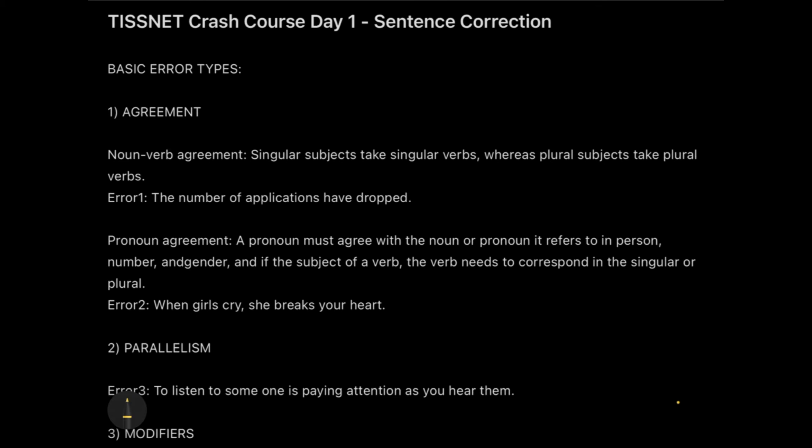Basic error types I'm going to discuss here. The first error type is based on agreement. You would see that this is the most frequent area in which the errors take place. All right, ये एक favorite area है सारे question paper setters का, जहाँ पर वो generally error create करते हैं. So let's check out what happens in the case of noun verb agreement.